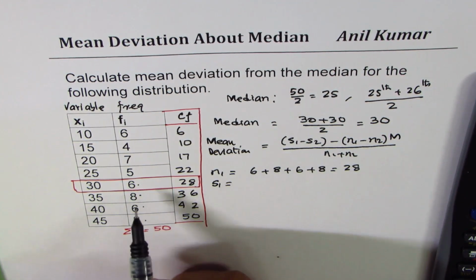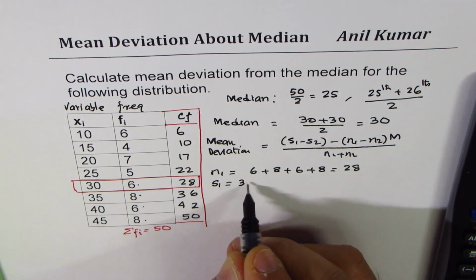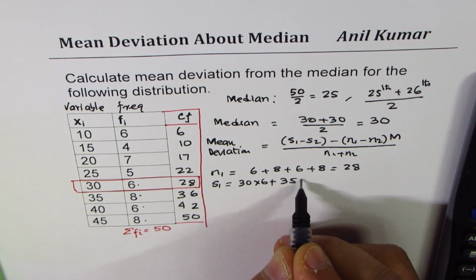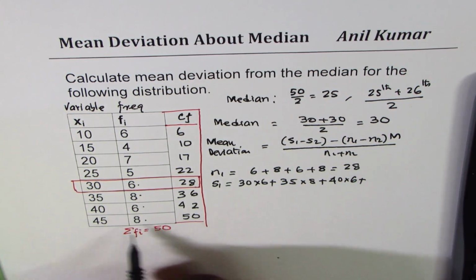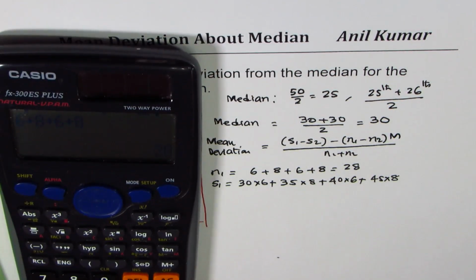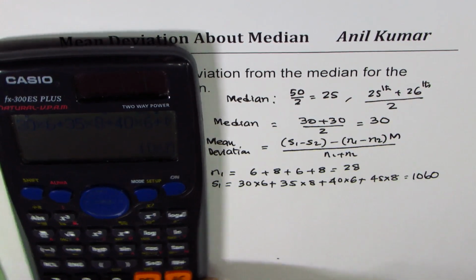S1 will be these values associated with it, correct? So 30 times 6 plus 35 times 8 plus 40 times 6 plus 45 times 8. Okay, so let's multiply these values and add 30 times 6 plus 35 times 8 plus 40 times 6 plus 45 times 8. And that gives you 1060, right?